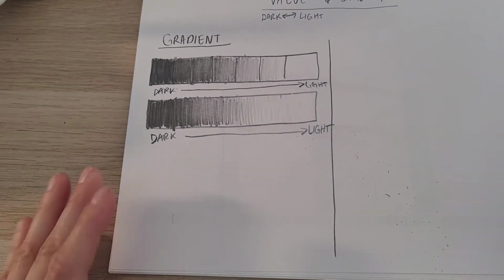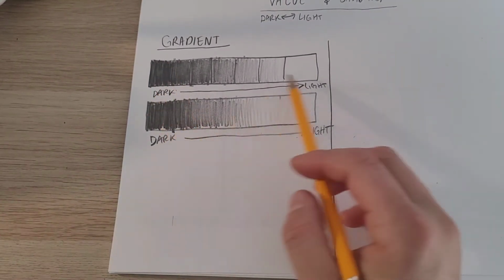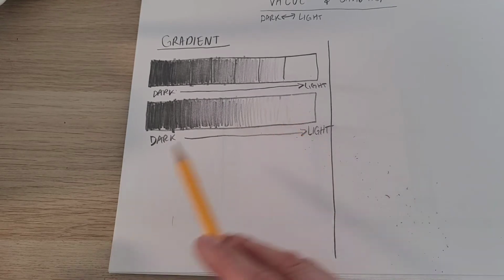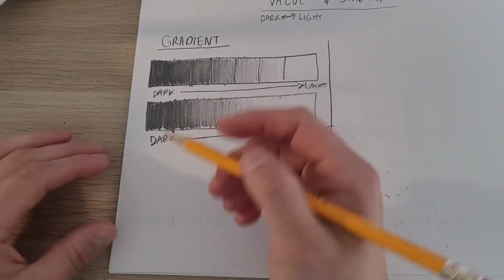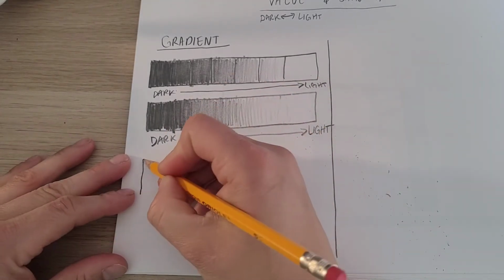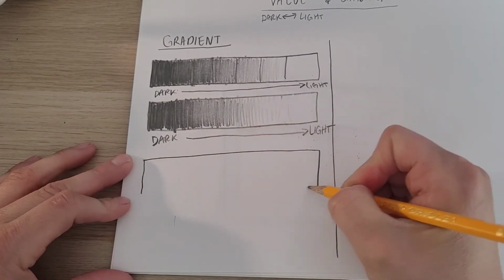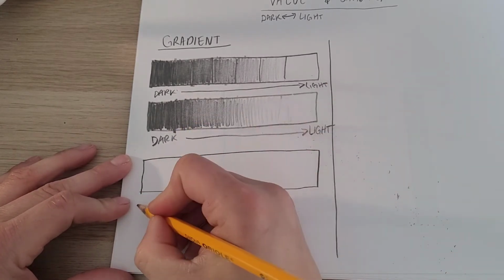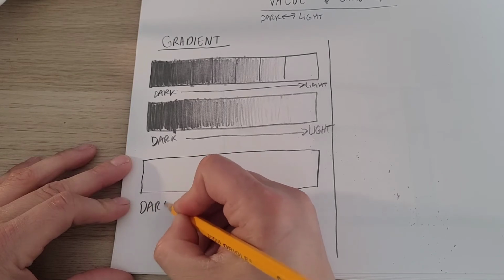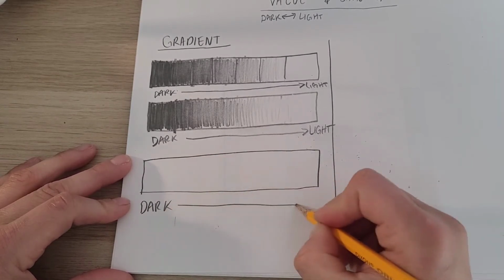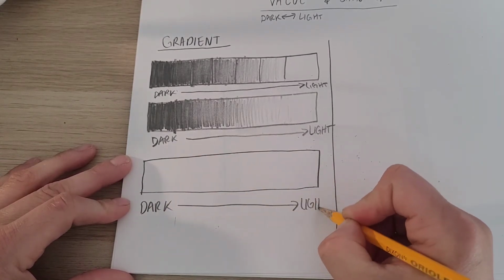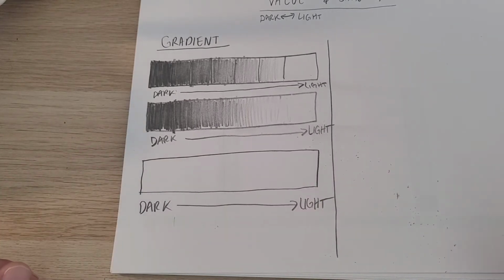So now that we have our dark to light in steps and our dark to light continuous, that means it keeps going, we're going to do one more. This one is going to be kind of a challenge. So labeling it dark to light, it's another continuous scale, and you're going to choose one color. I'm going to choose green.